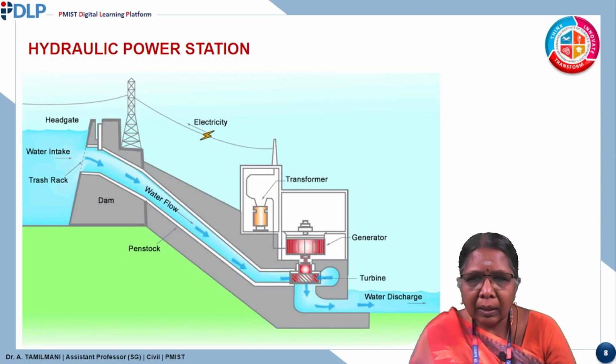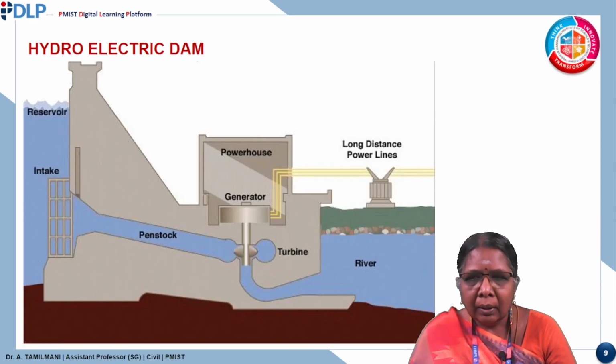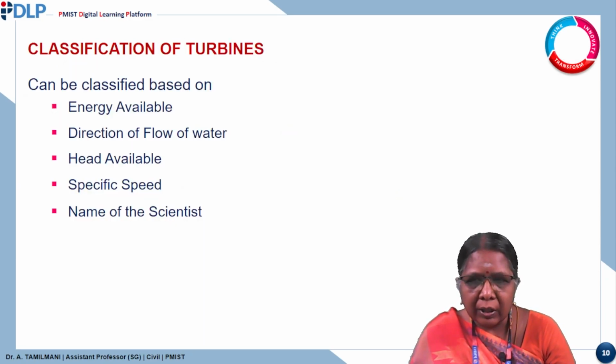This is also a hydraulic power station. Here also the water is taken through the penstock and entered into the turbine, and it is converted into mechanical energy. This is another hydroelectric dam which shows the components of a hydroelectric power station.